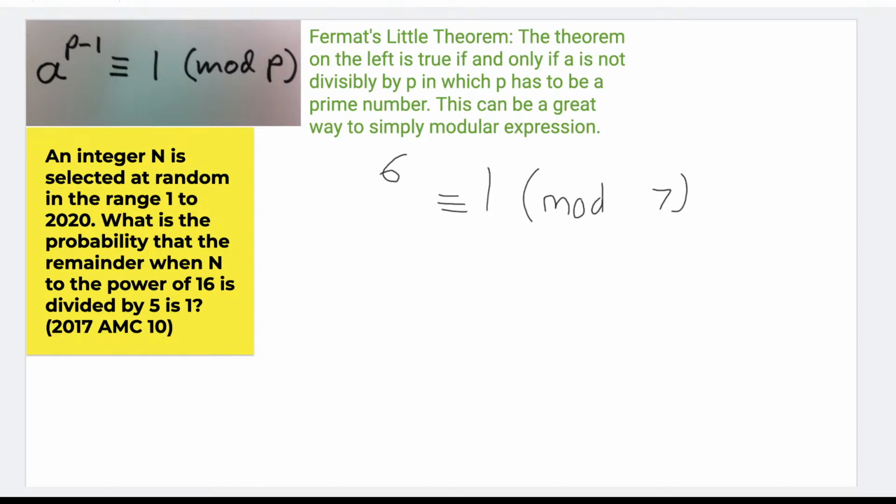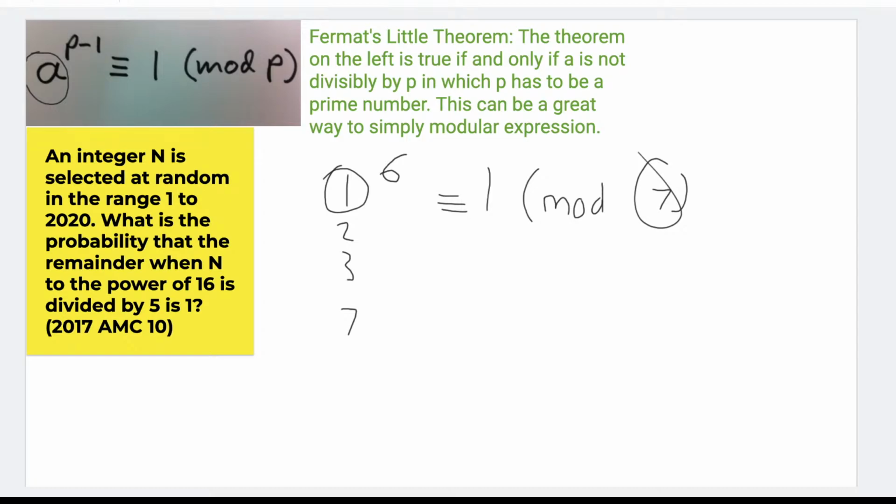This works for 1, this works for 2, this works for 3. 3 to the power of 6 will always equal 1, and the same for 5, 6, but not for 7, not for 14, because this number over here, this a in this case, cannot be a multiple of the prime number that we're dividing by. You have to remember that part. That is the most important part about this theorem.